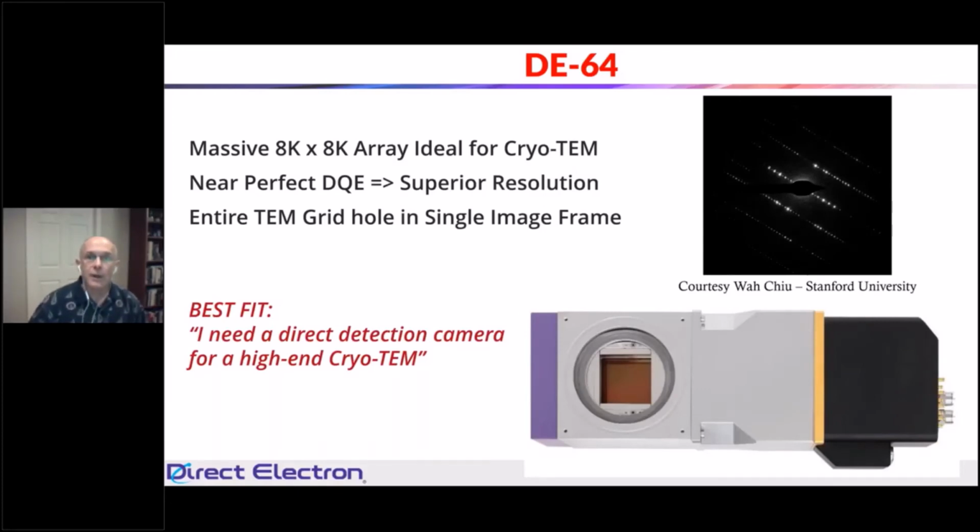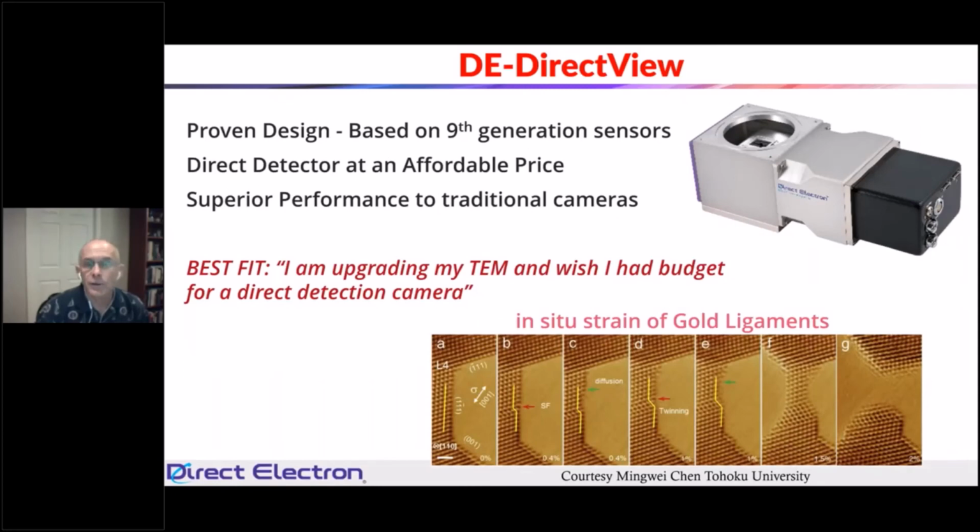And then the third camera in our portfolio is our DeDirectView. This is our lower cost camera, and what we realized with the TEM community is that there are a lot of TEMs out there that are 6 to maybe 8, 12 years old that are still excellent microscopes. But when these microscopes were acquired, they were acquired with cameras that are probably obsolete now. So they're good microscopes with obsolete cameras.